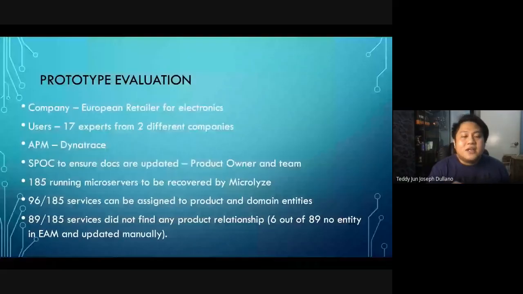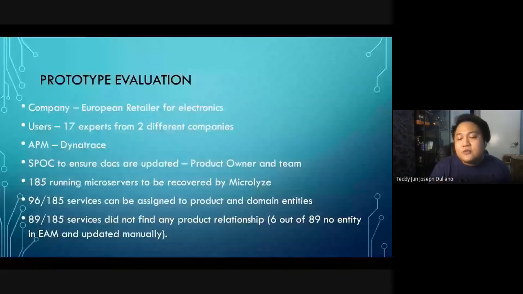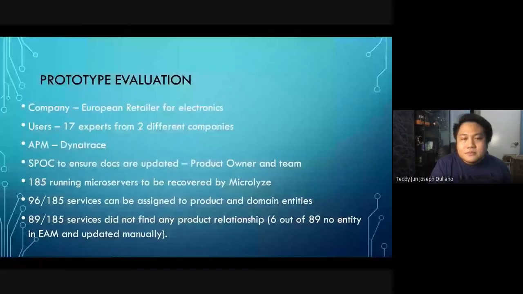company. 96 of the 185 services can be assigned to their product and domain entities, though for 89 of the 185, they found that there was no product relationship. So there's actually a lot that they found that have no product relationship. They also emphasized that 6 out of the 89 have no entity. So remember earlier, the tool helps you run and update it and create entities if needed.